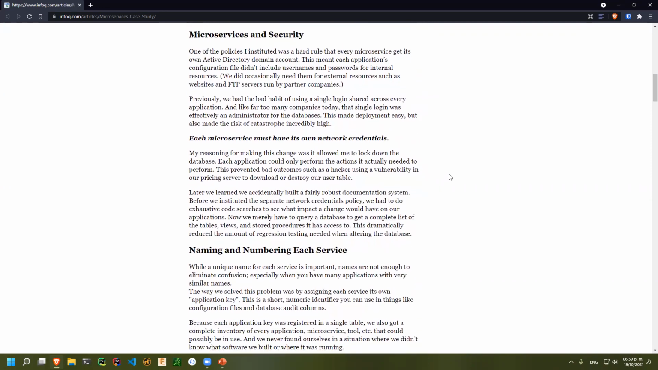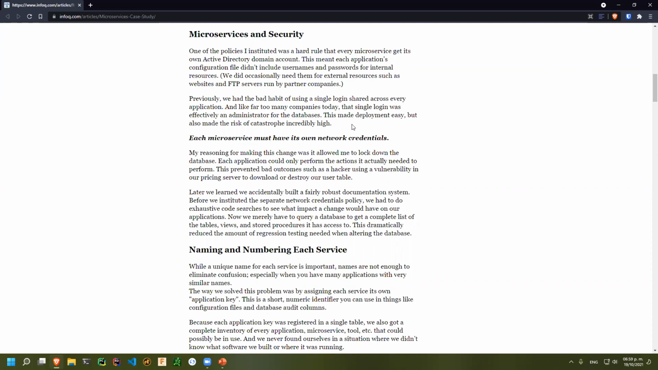Then they mentioned security. In this case, this company is pretty Microsoft-centric. They are using Active Directory, they are using .NET solutions and whatnot. But the principles here are pretty solid, and we can share them across different areas.